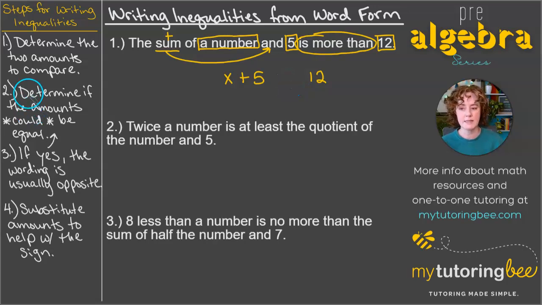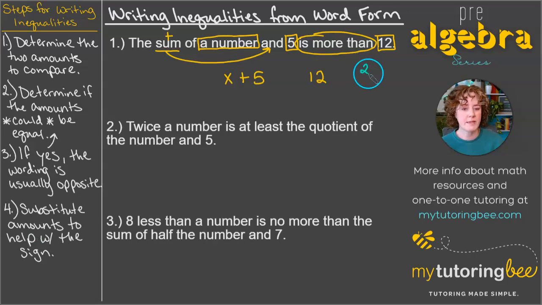All right, the second step, determine if the amounts could be equal. So does the wording "is more than" suggest that x plus 5 could equal 12? Well, no, it says that it is more than. So in that case, we're going to skip step 3 here, because if it is not possible to be equal, then a lot of times the wording will tell us which inequality. Since I see more, I think that we're going to use the greater than symbol, but I'm going to go ahead and use my step 4 and substitute in some amounts just to help me with the sign.